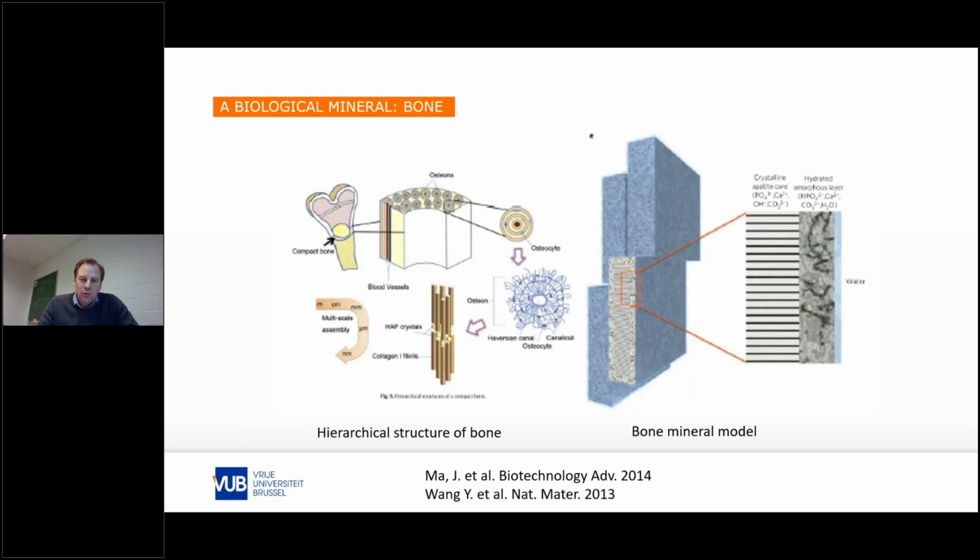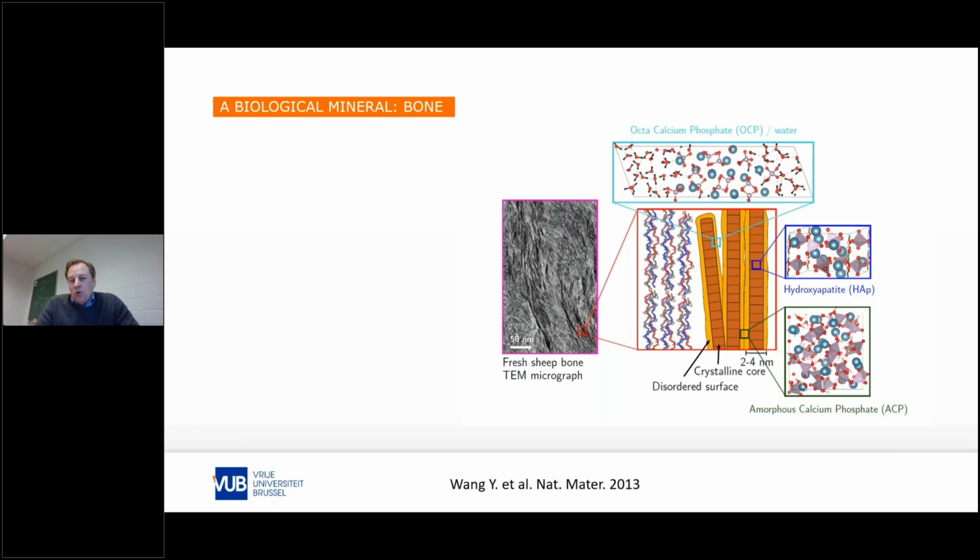And for that, we need to make a model again. Which model do we have? Well, in fact, one model is not enough. This is our bone. The model that we propose has these platelets with a core of crystalline hydroxyapatite, which is typically ended because the particle ends somewhere, so we have some exposed surfaces again, which show some disorder. But every exposed surface shows disorder. Now the question is, is this really amorphous, or is this just the surface relaxation?